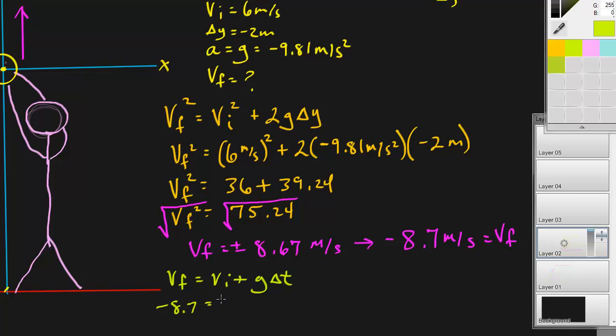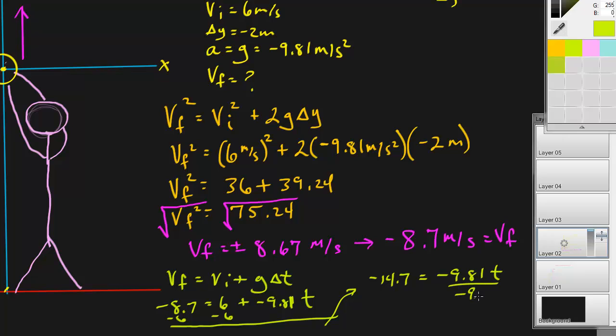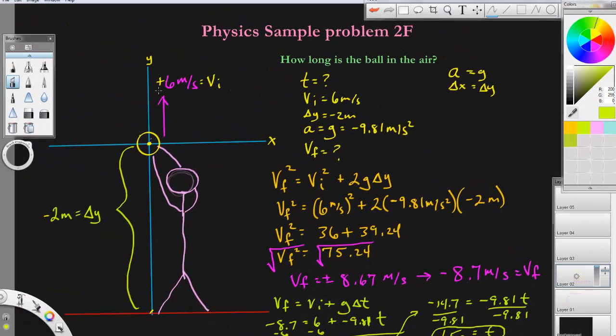And our Vi was positive 6 plus negative 9.81 t. And we would subtract 6. I'm running out of space here, so bear with me. I'll conclude this over here. That would be negative 14.7 equals negative 9.81 t. And then we would divide both sides by negative 9.81. And we would get a positive time, of course, of about 1.5 seconds. About 1.5 seconds.